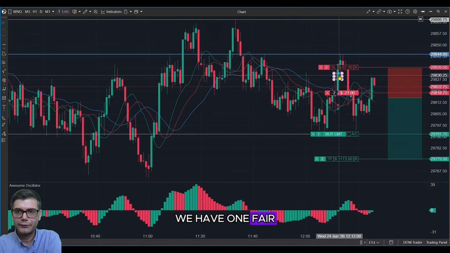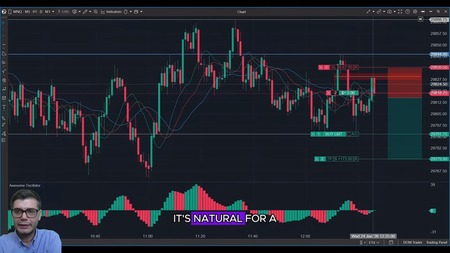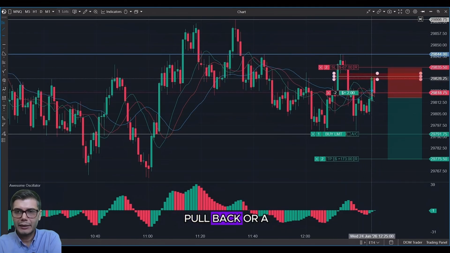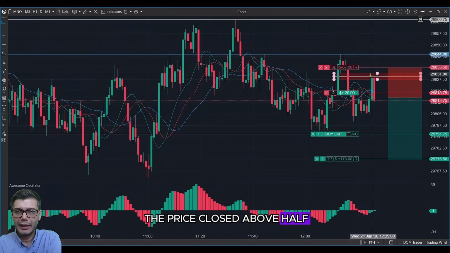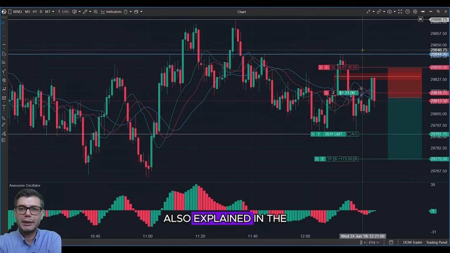We have one fair value gap in this portion. Therefore, it's natural for a price to have a pullback or a return to this area. I'd be worried if the price closed above half. The concept behind fair value gaps is also explained in the other trading course, which is based on order flow. You can find that in my channel.